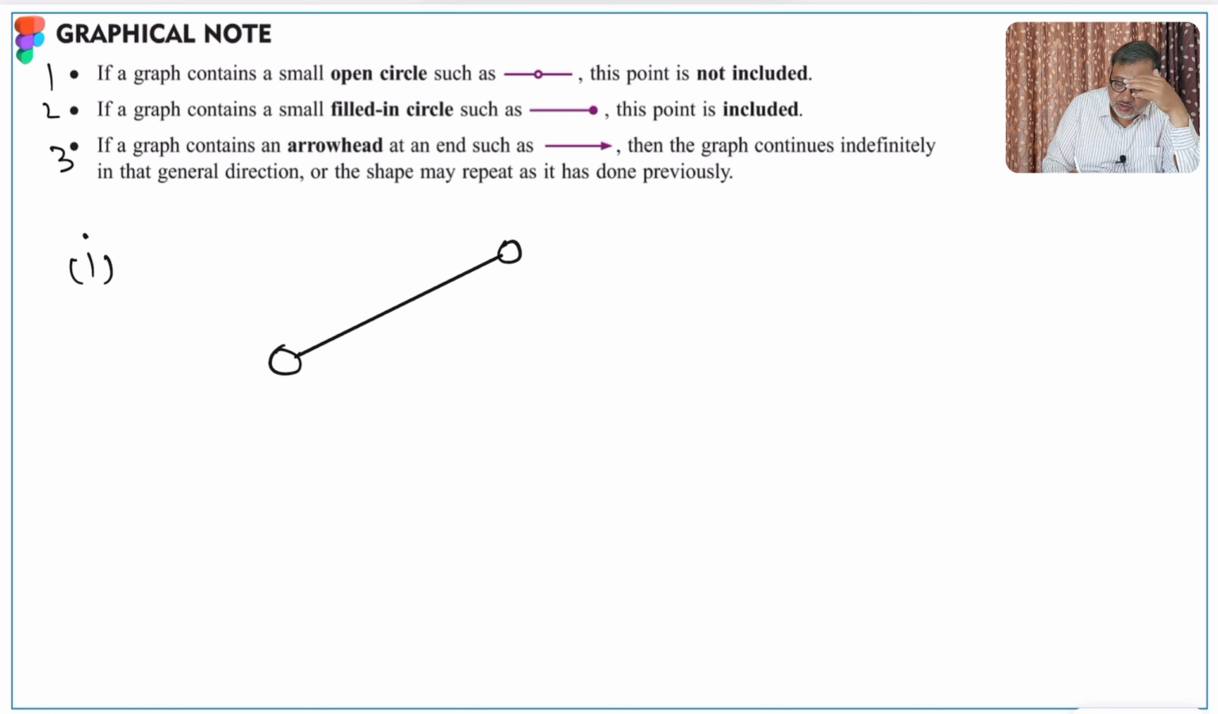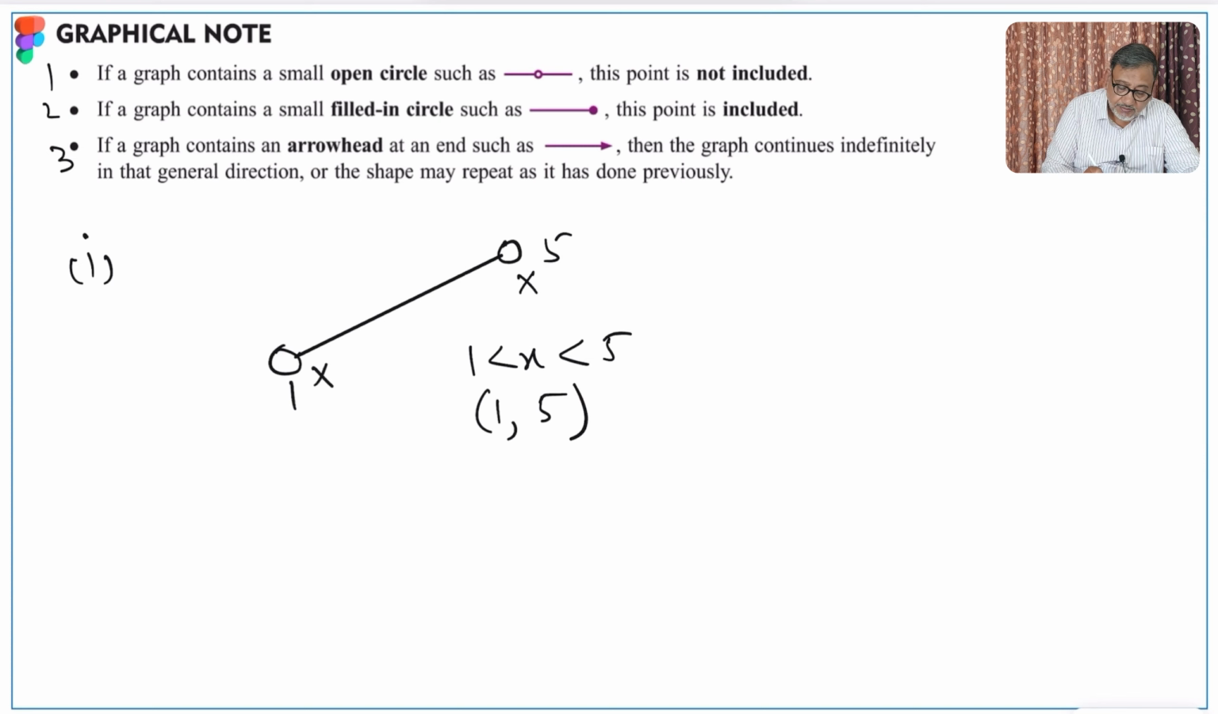See, so this point is not included, this is not included. Suppose it was 1 and 5, so 1 is less than x is less than 5. They are not included. Or I can write the open interval 1 to 5.